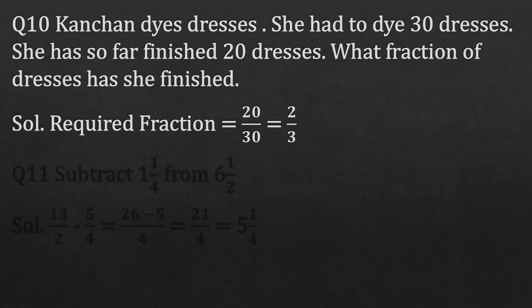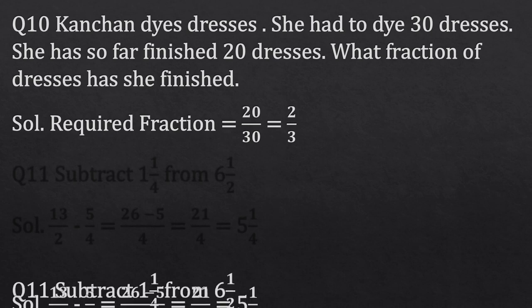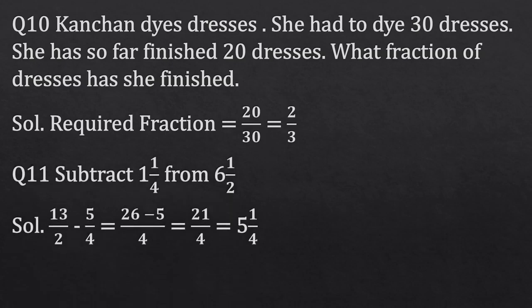Reduce it, which is equal to 2 upon 3. So half marks if you have written 20 upon 30, and half more marks if you have written 2 upon 3. So 1 mark for the correct answer.